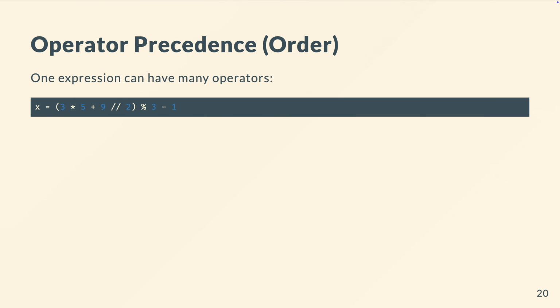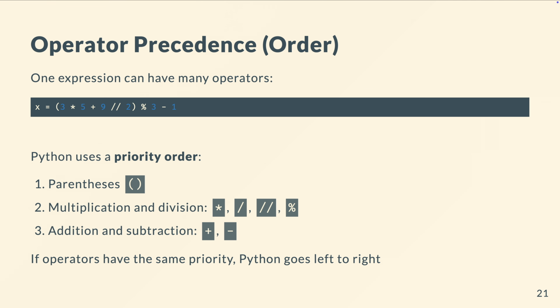Sometimes one expression has many operators. In this example, how does Python know what to compute first? Python follows a priority order, called precedence. Here is operator precedence from high to low.